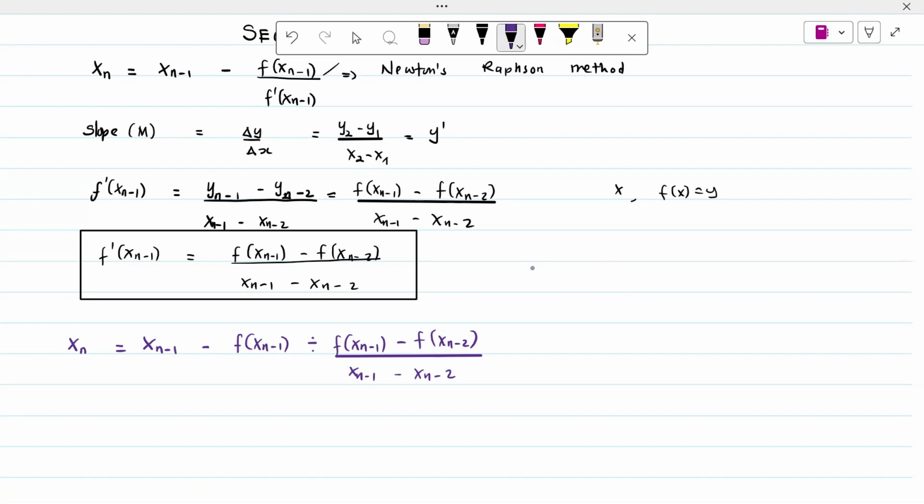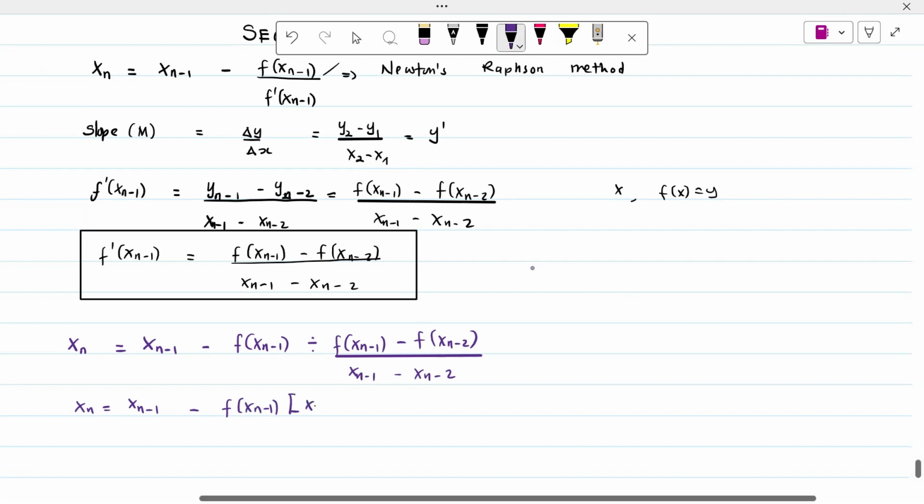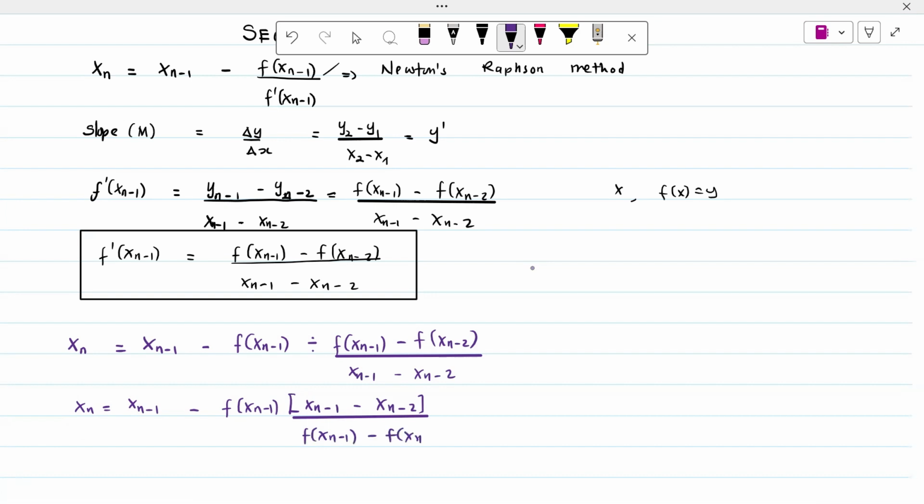So now remember the rules of division, you can swap those two by using multiplication. So it means that x_{n-1} minus x_{n-2} go on top, isn't it? So we're going to end up having f of x_{n-1} times c. So I'm going to put these brackets: x_{n-1} minus c, x_{n-2} on top. And then down here, you're going to have f of x_{n-1} minus f of x_{n-2}.